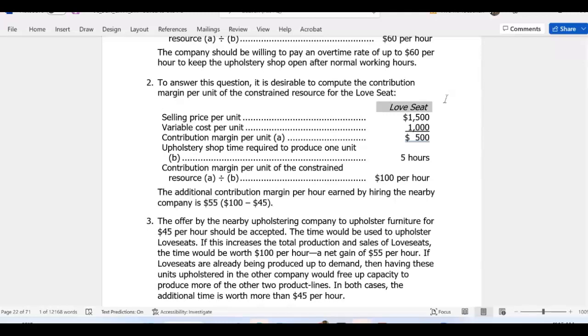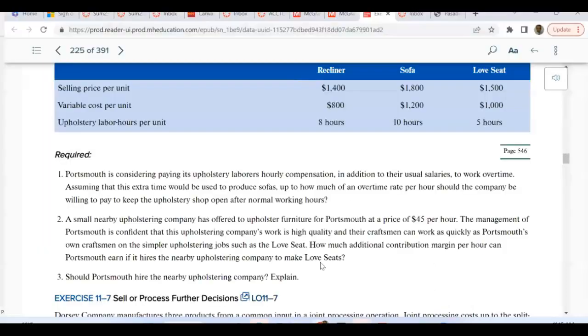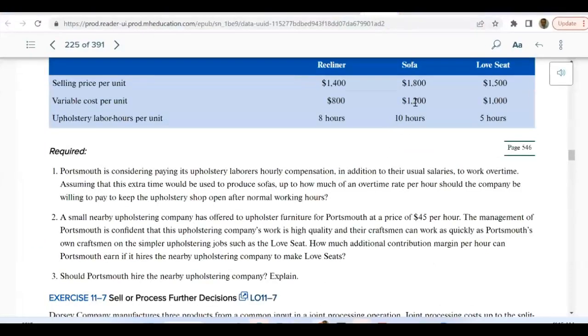And the quality of job that they are doing is good. So let them do it, give them $45. We keep the $55. And also we free up our labor. So our labor can do the other products. And what other products do we have? We have sofas and we have recliners. And they have also good contribution margin. So we can let them do the love seat, and we take care of the other 2 in our company using our labor.